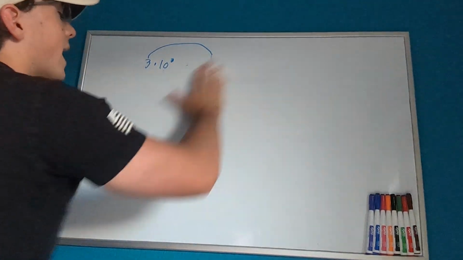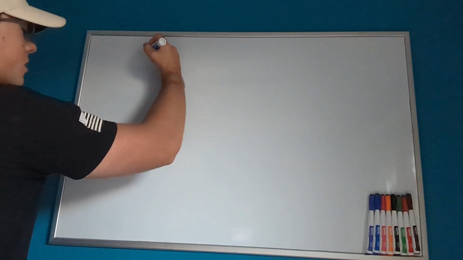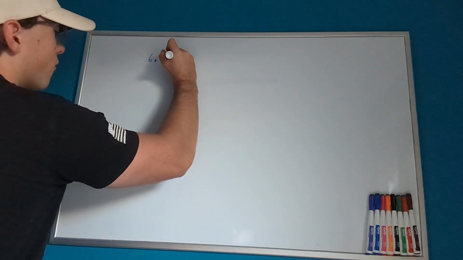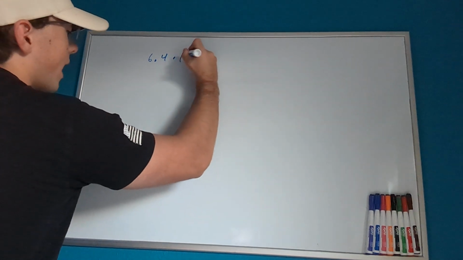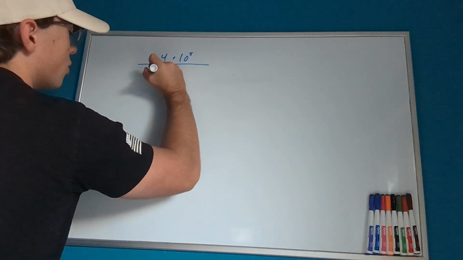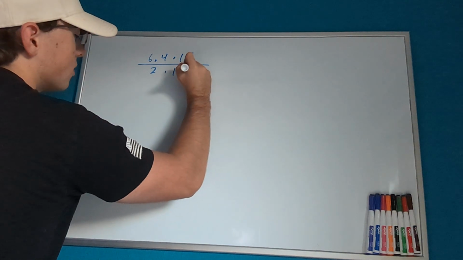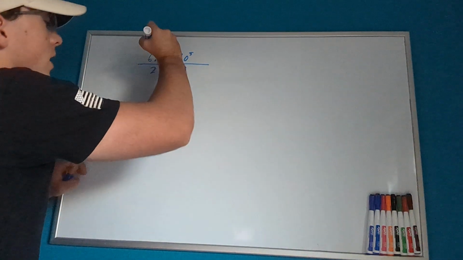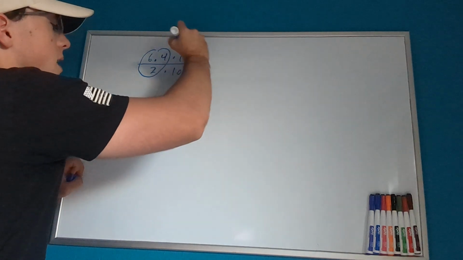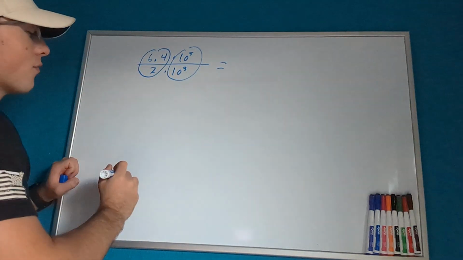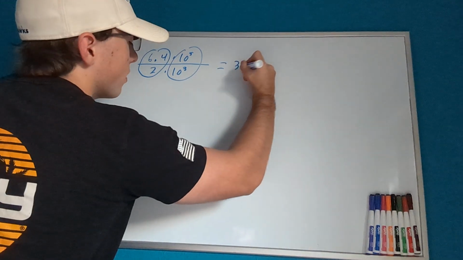Now let's take a look at dividing exponents, or dividing in scientific notation, right? So let's say we have 6.4 times 10 to the 5th divided by 2 times 10 to the 3rd, right? And we want to figure out what that will be. Well, we're going to divide these two numbers, and we're going to divide these two, right? So this will be 6.4 divided by 2 is 3.2.